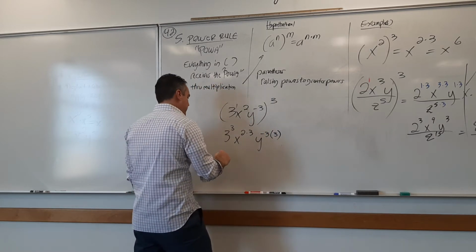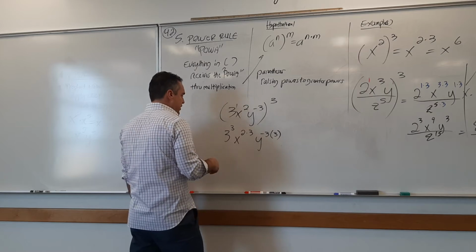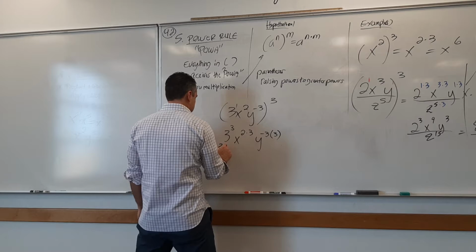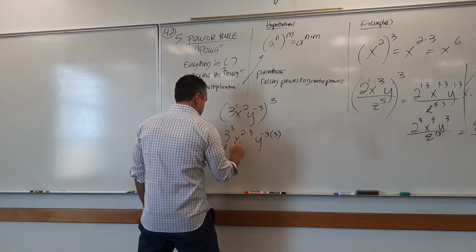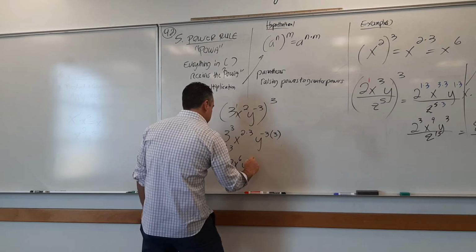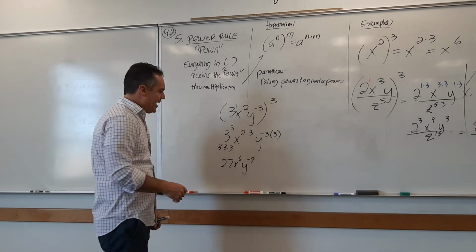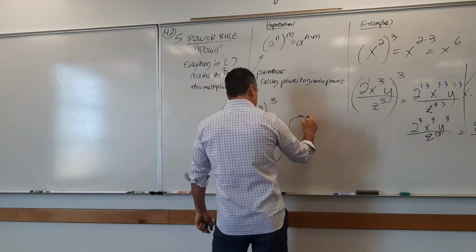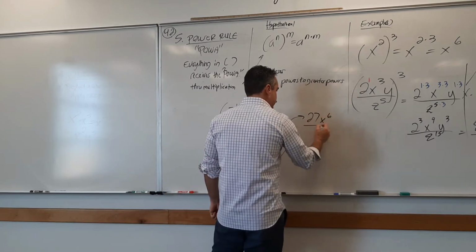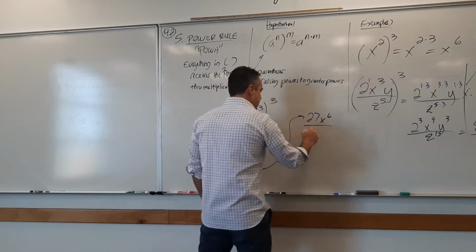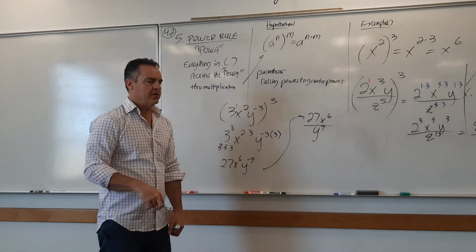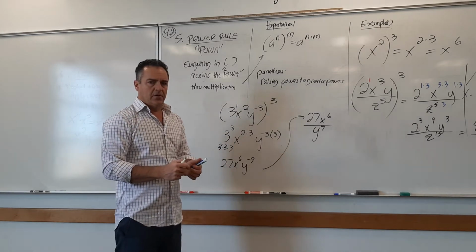3 to the 3rd, if you want to call it 27, you can. It's not 9, though. Remember that. 3 times 3 times 3, that is 27. x to the 6th, and y to the negative 9. Can we have that negative exponent? We cannot. So this is going to be 27 and x to the 6th, staying on the top of the fraction, but y to the 9th going to its opposite place, becoming positive. That's your final answer. Okay, good luck with that.